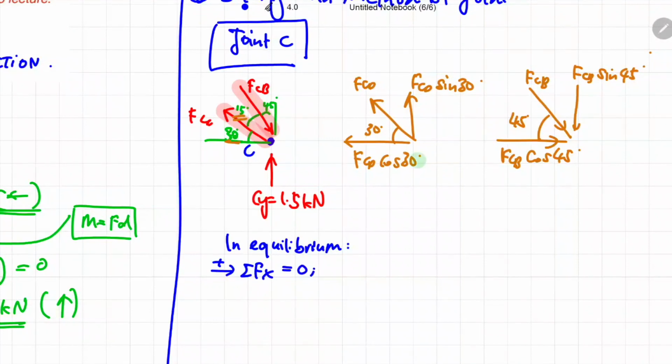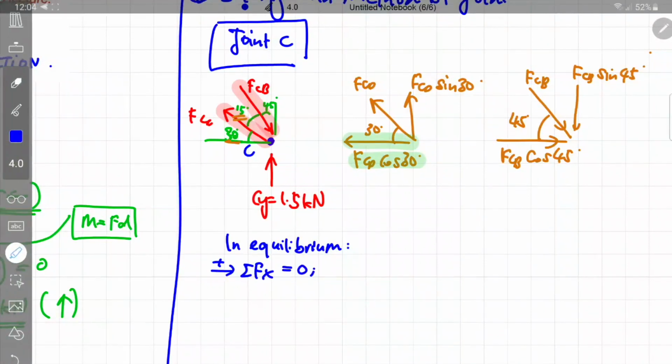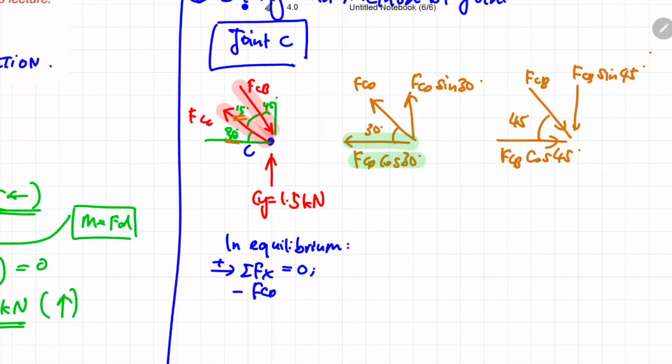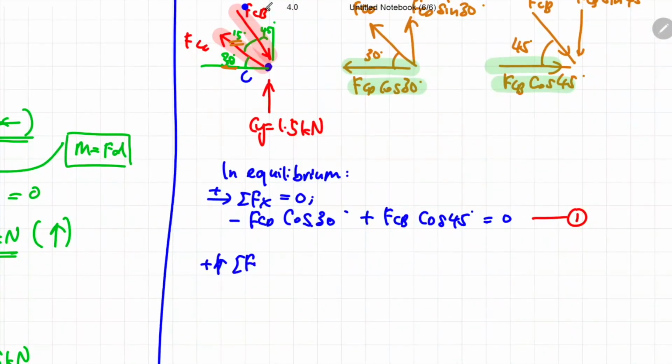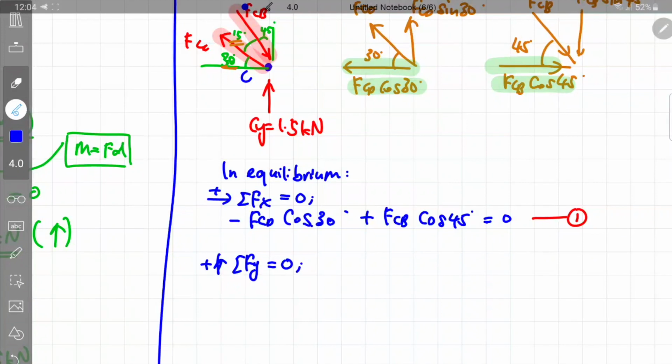So there is one force over here which is FCD cos 30, and it is negative because it's pointed to the left, and there's another force in the x direction of FCB cos 45 degrees. So the summation of these two forces should be equivalent to 0. We can't really solve this particular equation yet because there are two unknowns. So let us proceed to apply the equilibrium condition in the y direction.